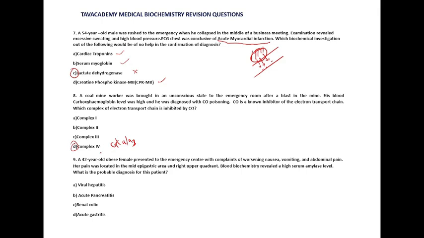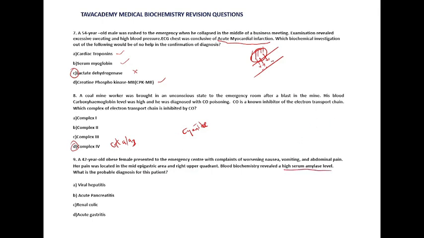Another molecule that inhibits complex 4 would be cyanide. Question 9 says, a 42-year-old obese female presented to the emergency center with complaints of worsening nausea, vomiting, and abdominal pains. Her pains were located on the mid-epigastric area and right upper quadrant. Blood chemistry reveals high serum amylase.